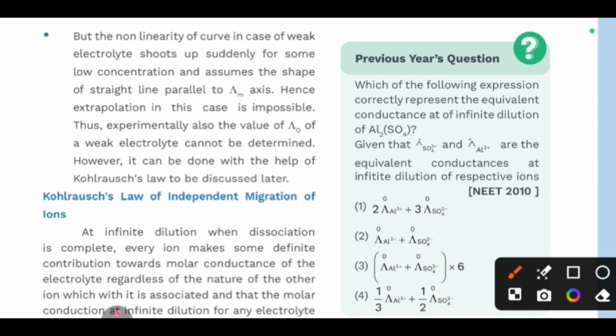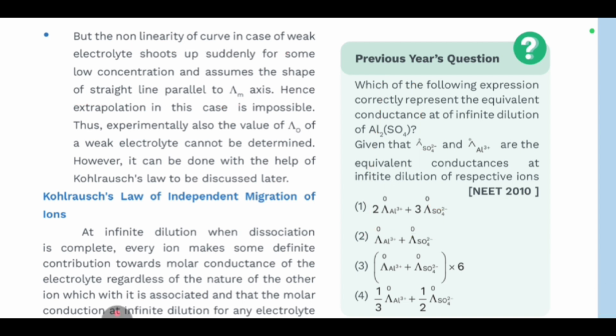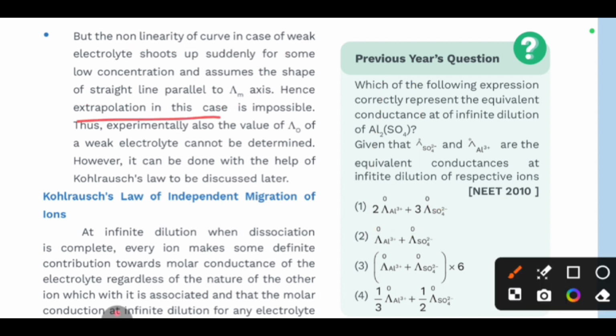So the reason given here is the non-linearity of the curve. In the case of a weak electrolyte, it shoots up suddenly at some low concentration and assumes the shape of a straight line parallel to the molar conductance axis. If you extrapolate, it will go parallel to the graph and will not cross the y-axis. Hence extrapolation in this case is impossible. Experimentally also, the value of molar conductance at infinite dilution for a weak electrolyte cannot be determined.